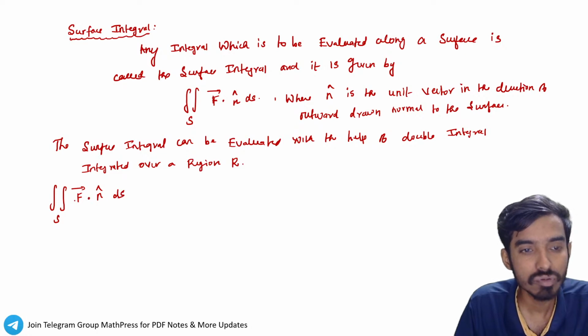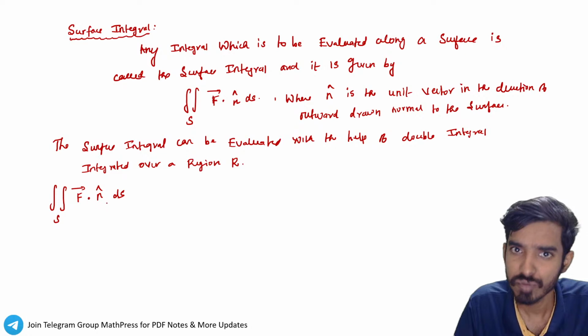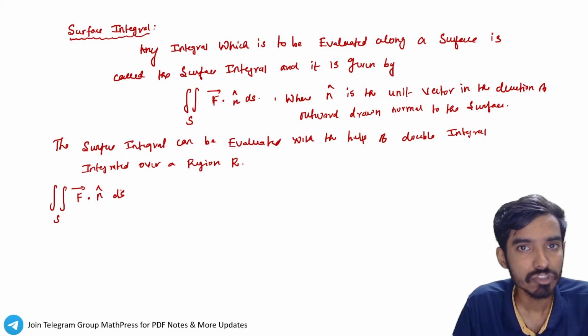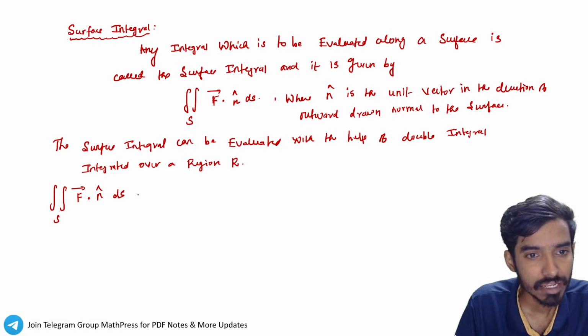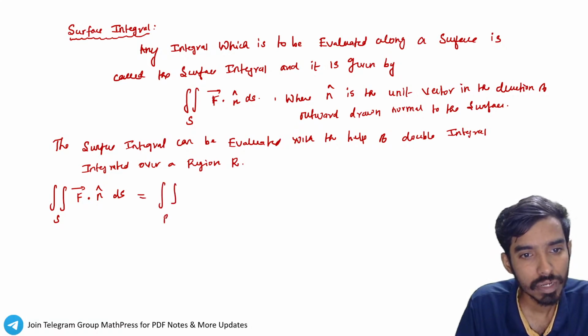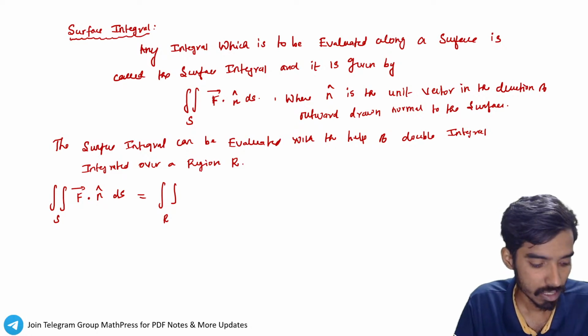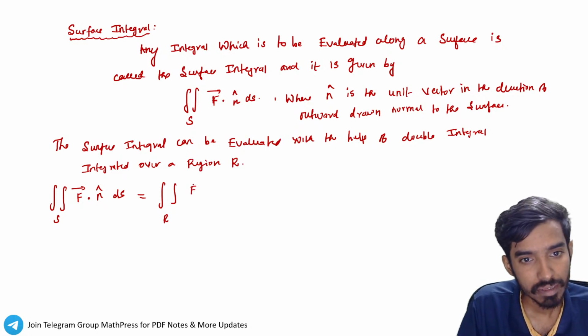So from an exam point of view, they will just say f dot n. They will not use the vector here, and they will not use the cap here. So understand that whenever you have a double integral over S of f dot n, or f vector dot n cap, you assume that it is a surface integral. This can be evaluated over a region R, and it is given by f vector dot n cap.